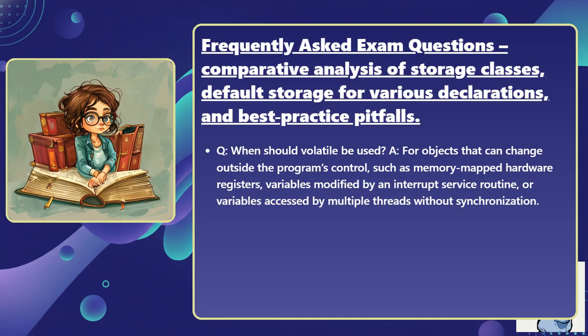Question: when should volatile be used? Answer: for objects that can change outside the program's control, such as memory-mapped hardware registers, variables modified by an interrupt service routine, or variables accessed by multiple threads without synchronization.